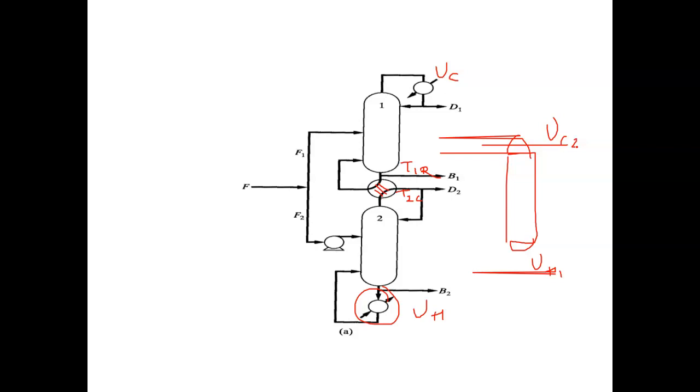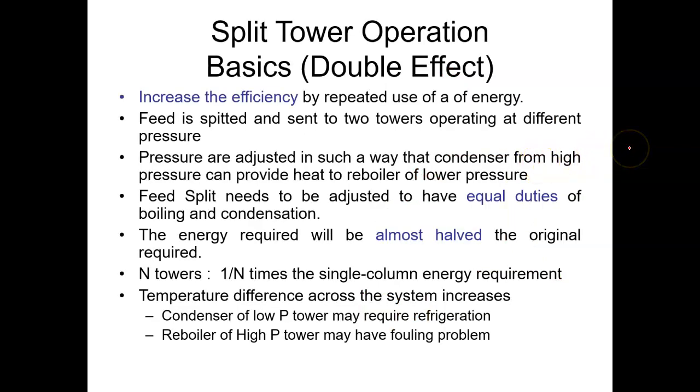is reutilized. So that is what has been discussed here, that the feed is split into two and then sent to two towers operating at different pressures. Pressures are adjusted in such a way that the condenser from the high pressure column can provide heat to the reboiler of the lower pressure column. Feed split needs to be adjusted to have equal duties of boiling and condensation. That will make sure that you save energy of almost equivalent amount. The energy required will be almost half the original. So if there are two columns, you can split the requirement and reduce it to almost half.